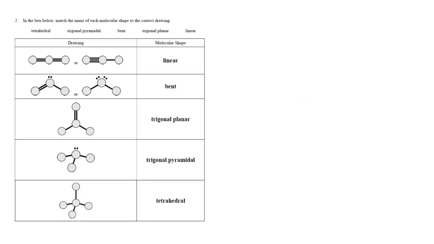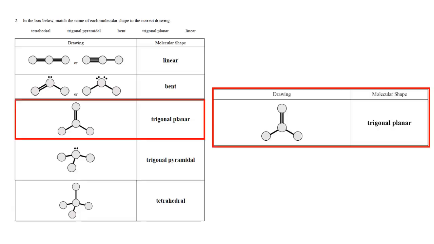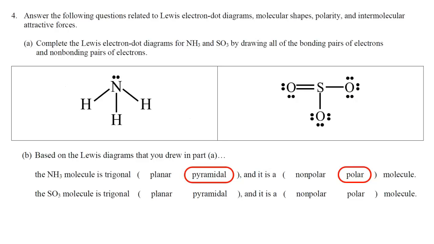Is it going to be trigonal pyramidal like we saw with NH3, or is it going to be trigonal planar? Well, there's no lone pair of electrons on that central atom. The sulfur atom has a double bond, 2 single bonds, and that's it. So because there is no lone pair of electrons on that central atom, this is classified as trigonal planar.